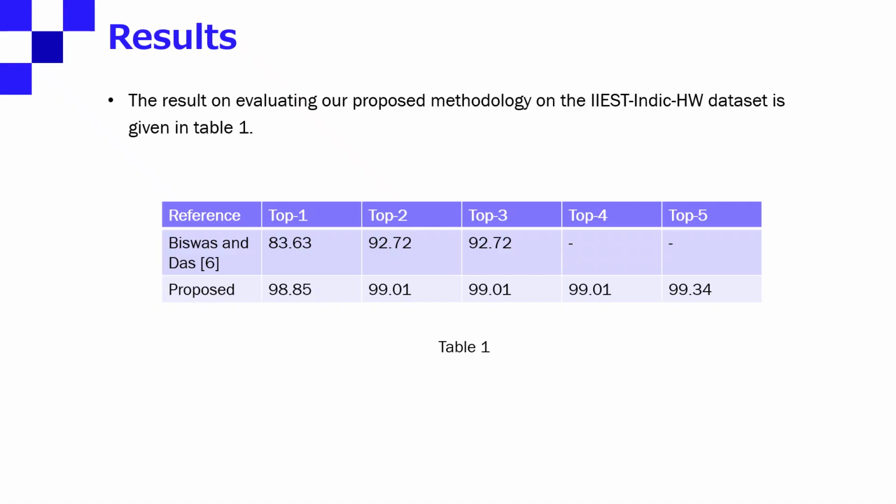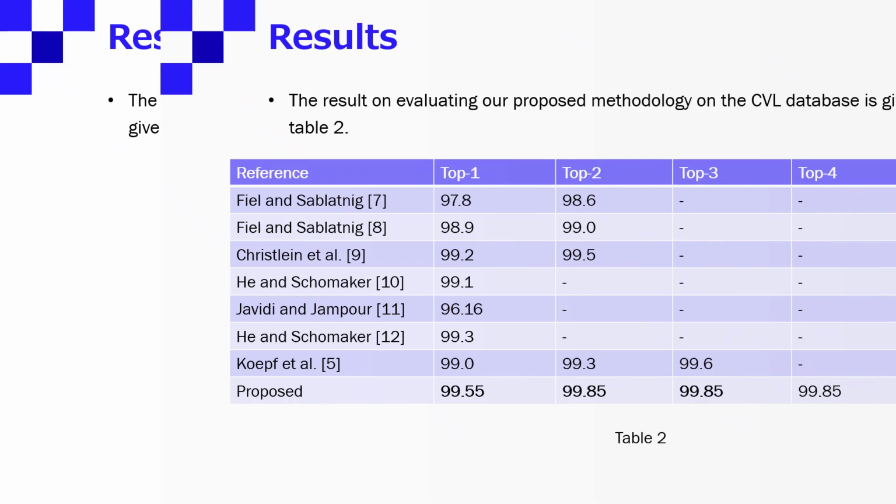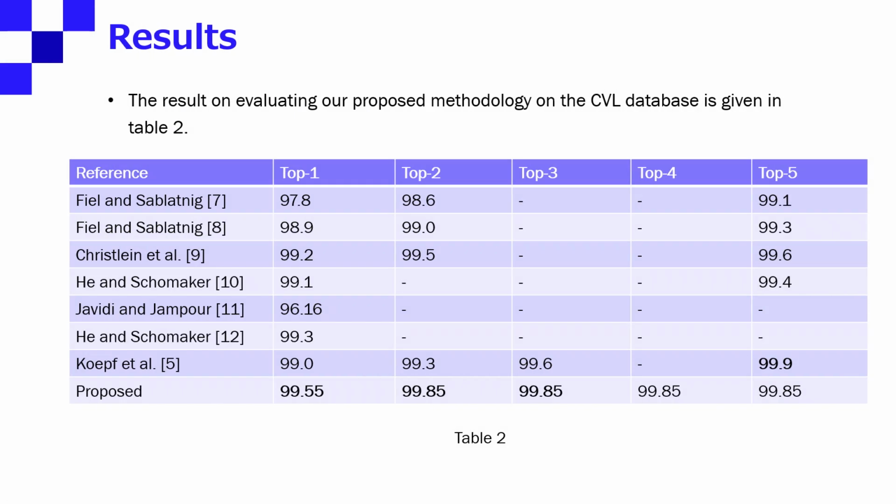Moving on to the results section, the proposed method has been tested on the IIEST-Indic-HW dataset. The results are shown in the table. We have evaluated the proposed method on the CVL database as well, and we can see that the method achieves state-of-the-art results in case of top 1 to top 3 accuracies, and a competing result in case of top 5 accuracy.